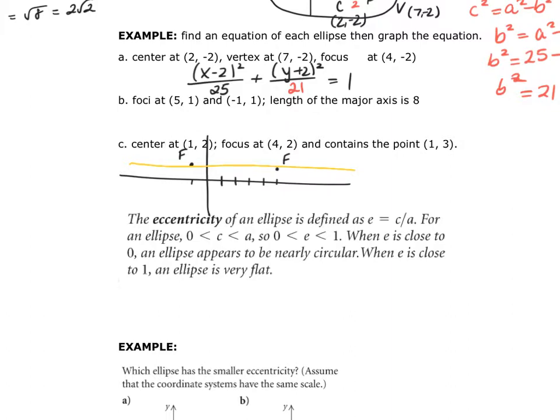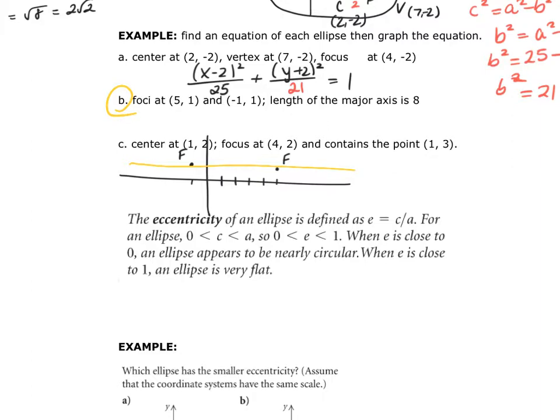Am I given the center? We're doing B right here. Am I given the center? No. How do I find my center? What's halfway between these two numbers?